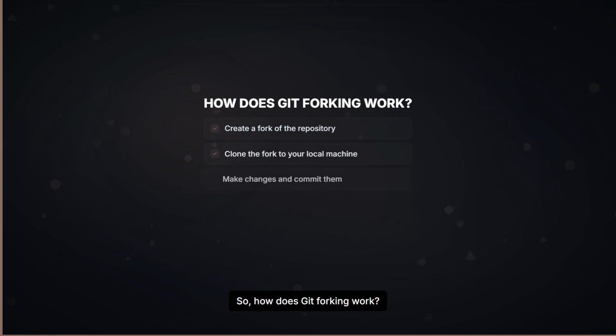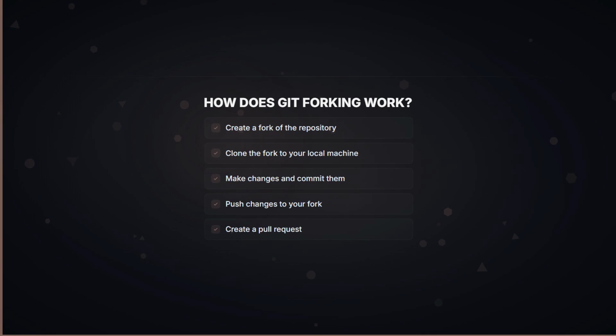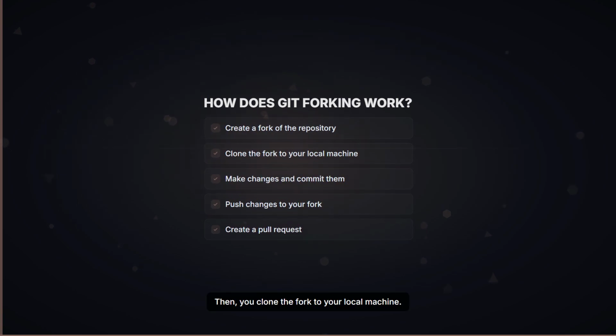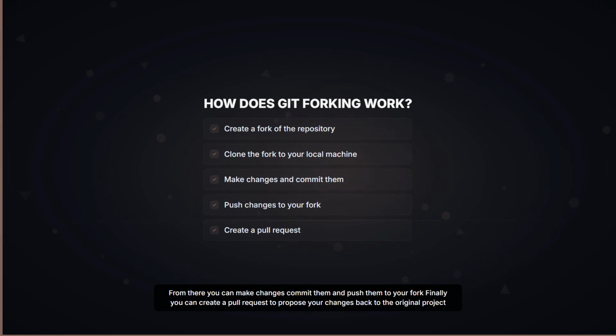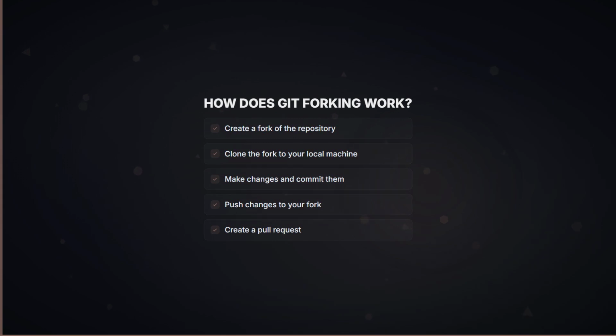So, how does Git forking work? It's actually quite straightforward. First, you create a fork of the repository. Then, you clone the fork to your local machine. From there, you can make changes, commit them, and push them to your fork. Finally, you can create a pull request to propose your changes back to the original project.